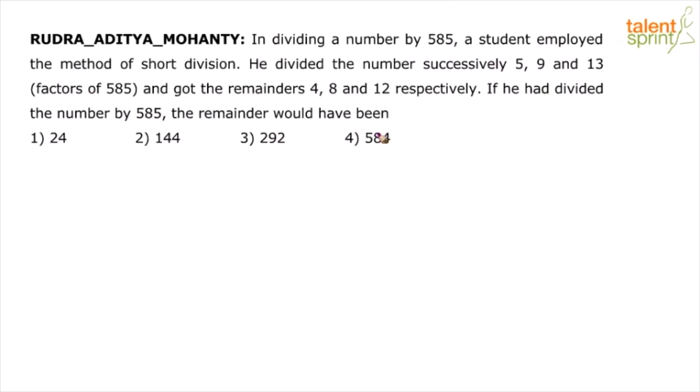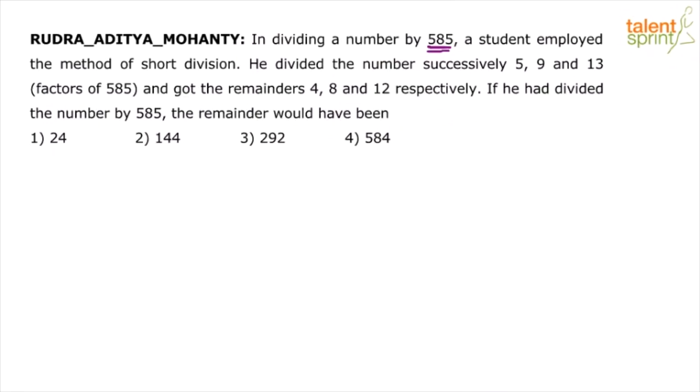These are the options given there. Let us solve it using the conventional method first, which again is not very complex. Let's understand what actually happens here. So what do we have to do? A student has to divide a number by 585. Now he has employed a short division method, right?